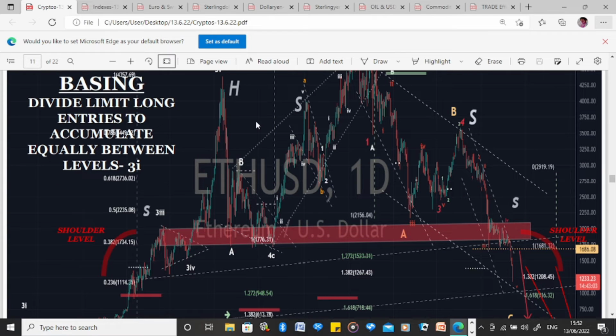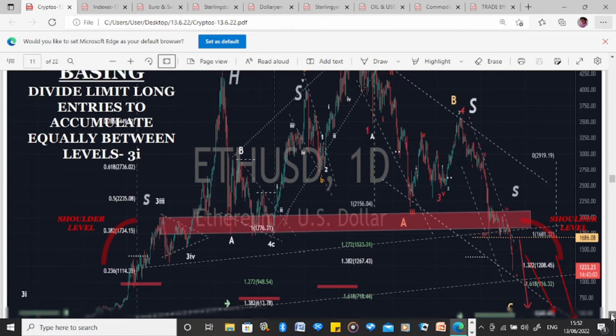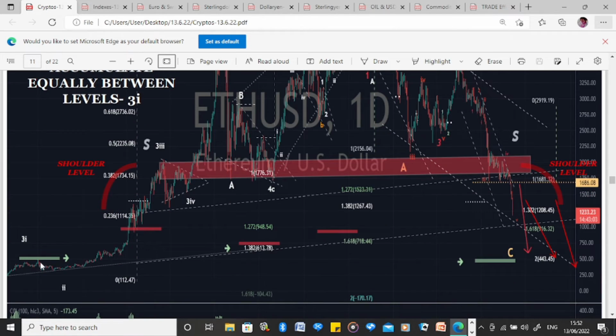We only start at our accumulation basing as of 613 and 650 all the way to 450. That's what we have here. We divide limit long entries to accumulate equally between levels, internal level 1 into 3. This is internal level 1 into 3. This is another internal level 1. We're not marking it, but you can see we have an internal level 1 that bounces out of that internal level 1. This second internal level 1 has an arrow here, 613.